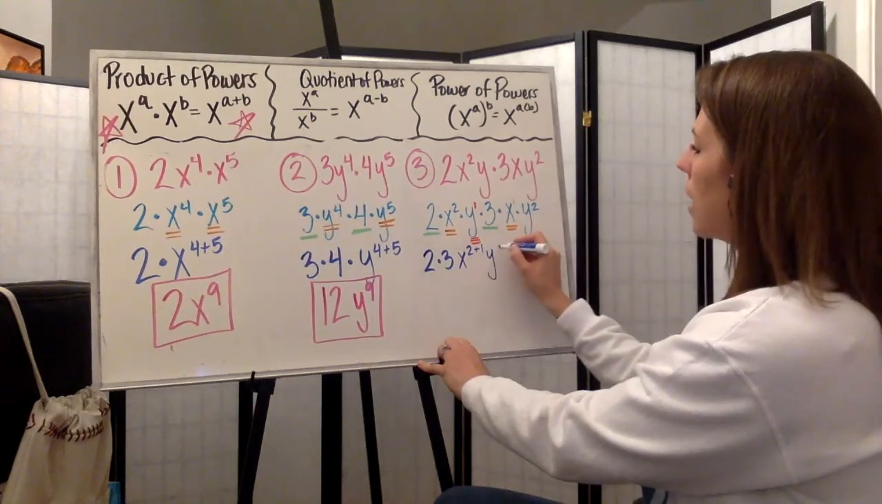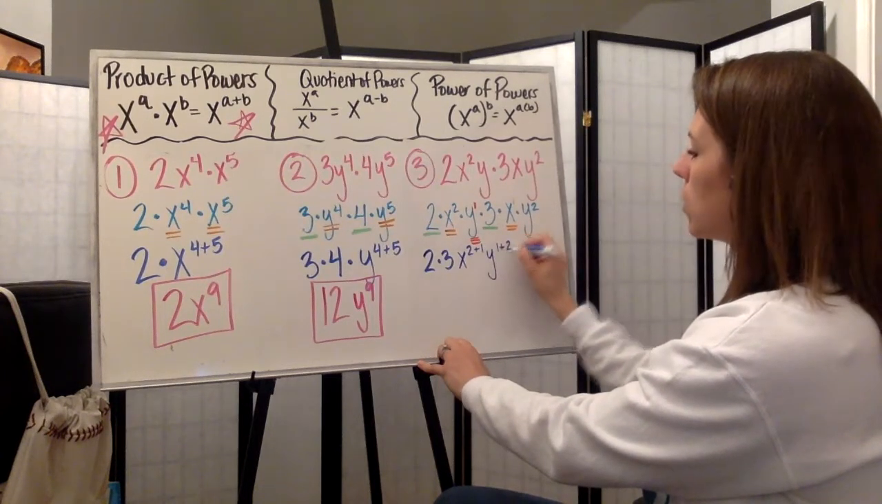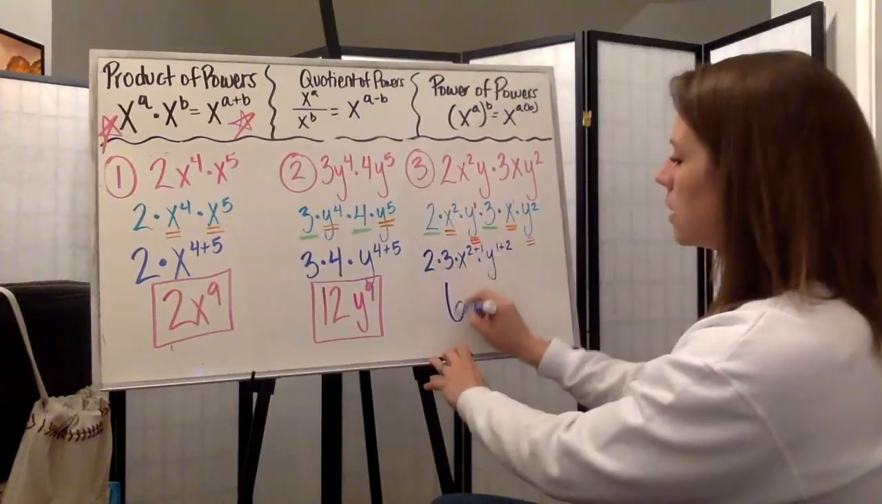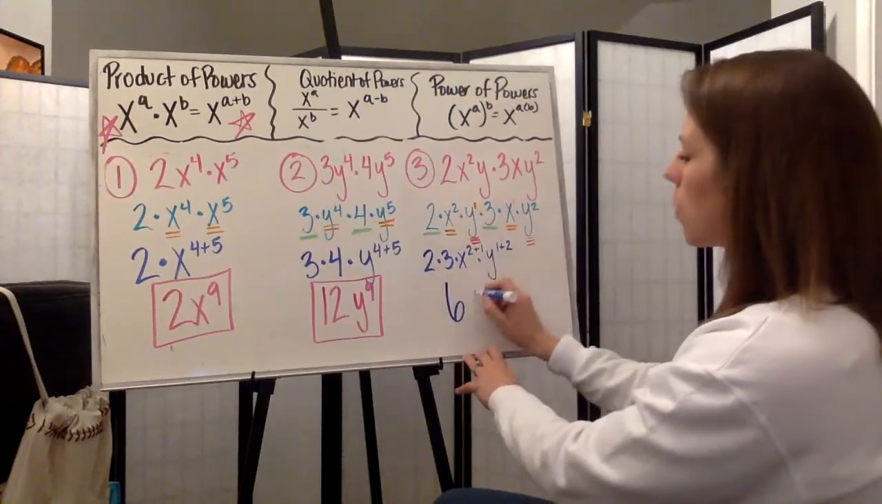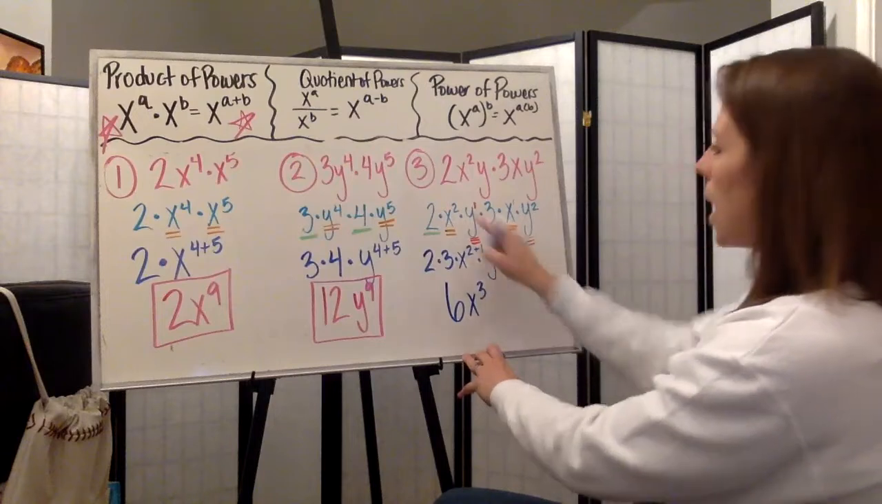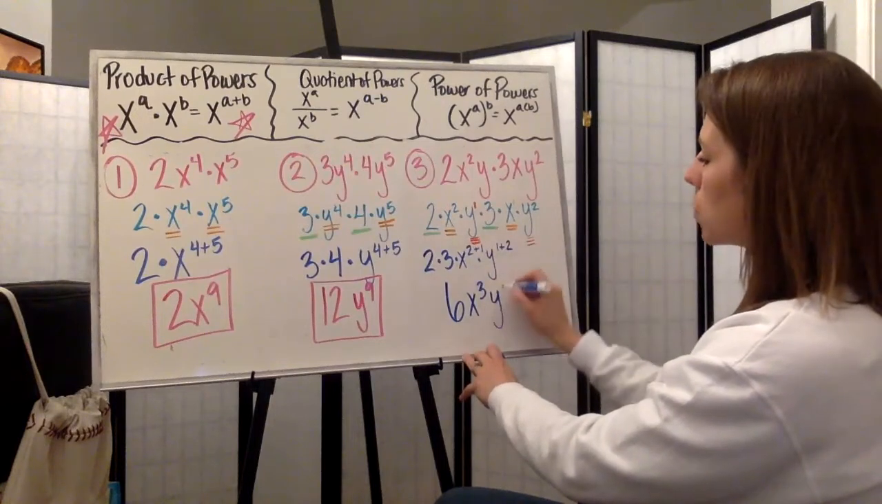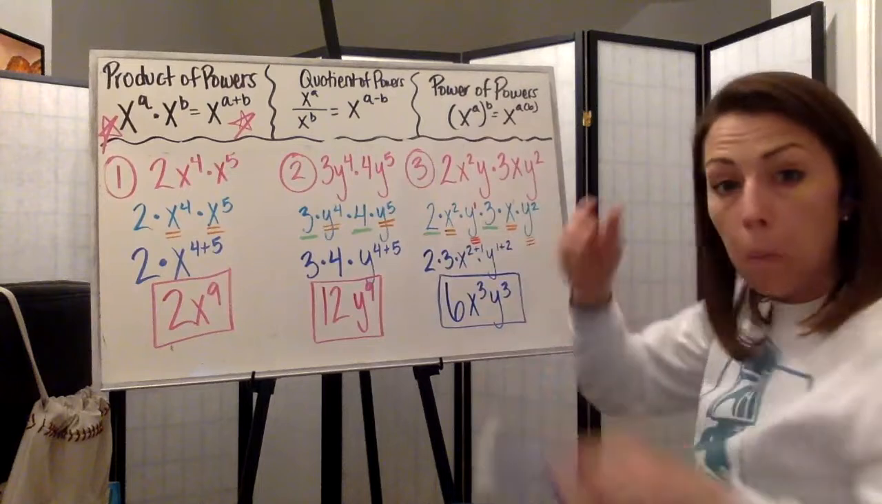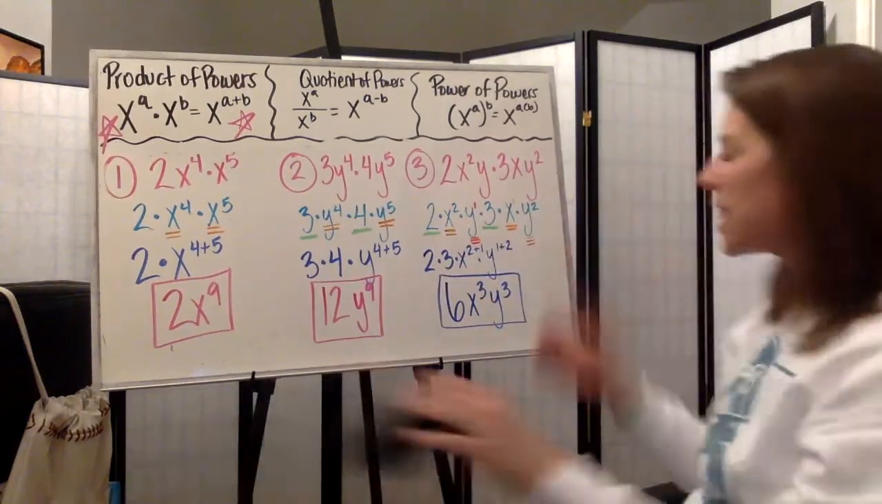And we've got y to the 1 plus 2. So let's do the math. 2 times 3 is 6. 2 x's here plus the 1 more there is x to the 3rd. And 1 y there plus the 2 more there is y to the 3rd. Oops, I did that in the wrong color. Oops, I'll change it. But you get the idea.